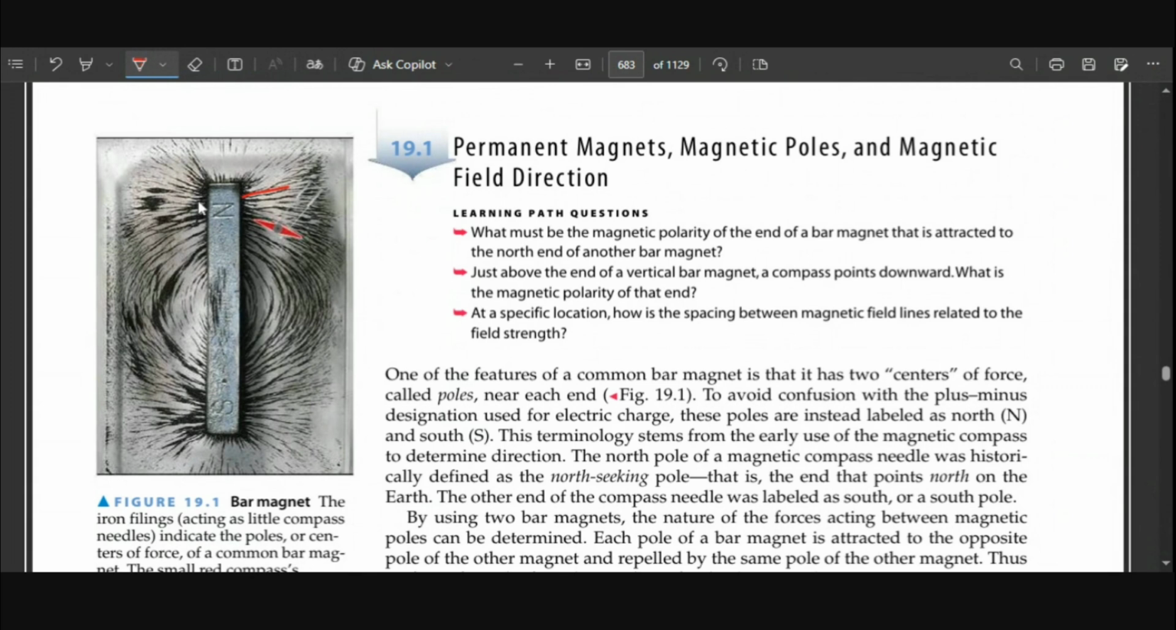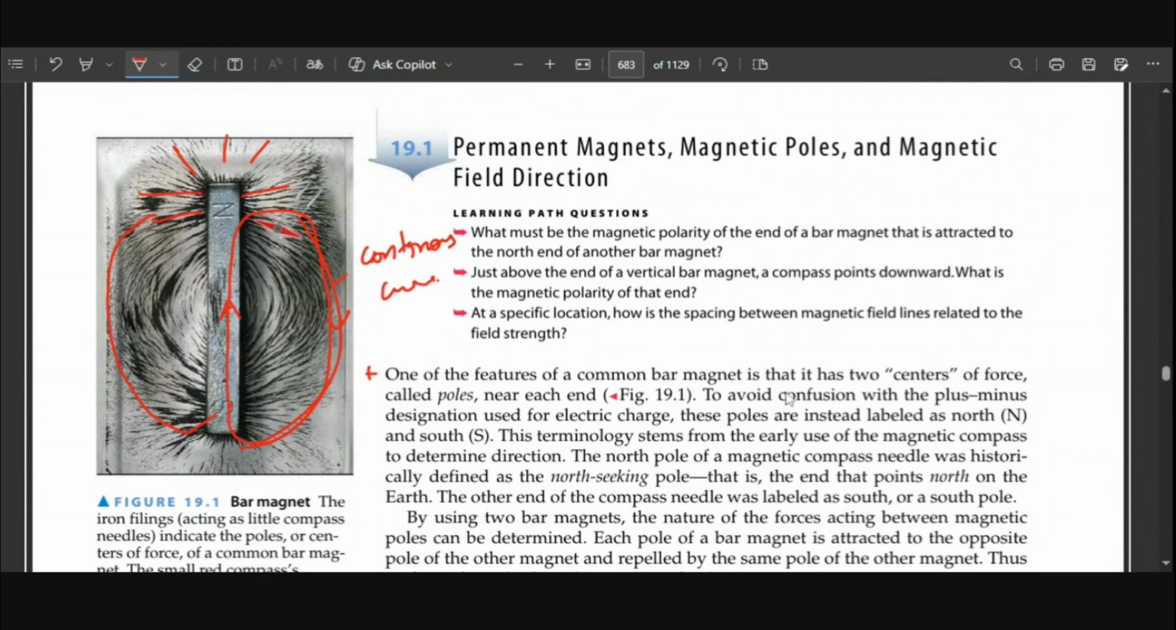These field lines come out from the North Pole and go into the South Pole like that. They form continuous curves. These continuous curves represent that the magnetic field forms closed loops, just like that. Although it comes out from north and goes to south outside, inside the magnet it goes from south to north.